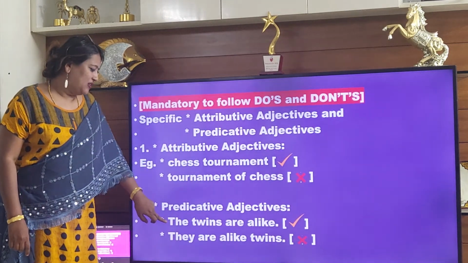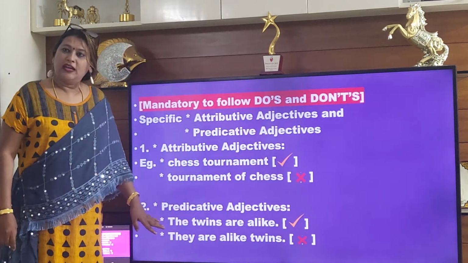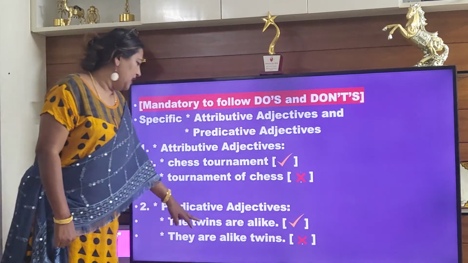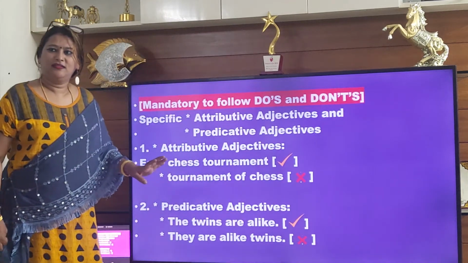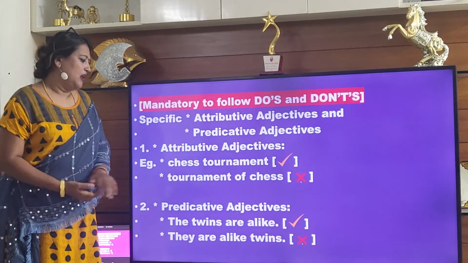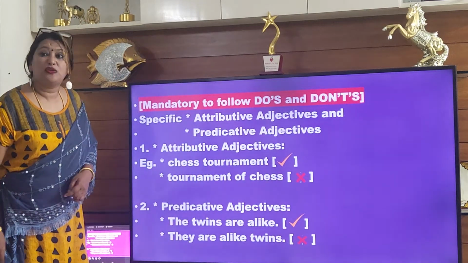In the same way, a predicative adjective. We know it comes after the noun only, right? Now here, see, the twins are alike. The sentence talks about the noun twins, right? How are they? They are alike. But you cannot say "they are alike twins."